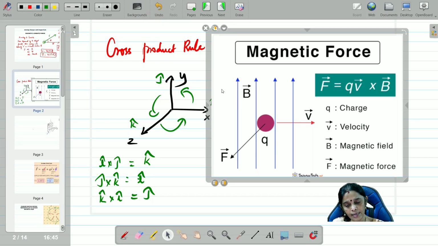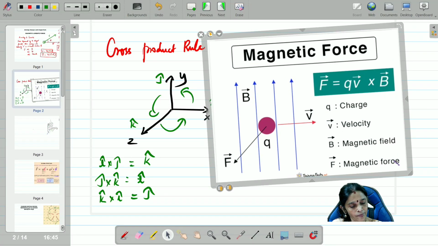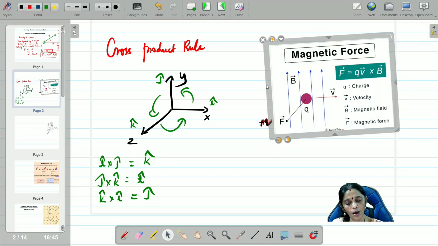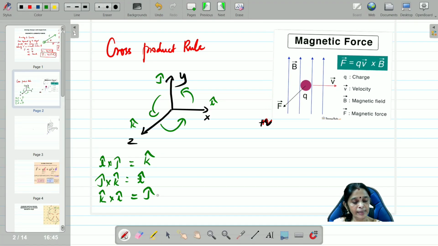Okay, so let us see the same thing. Now you can see here the velocity is in the positive direction of the x-axis. So can I write velocity is equal to plus i cap, children? Yes. Where is the magnetic field acting? j cap. So therefore B is equal to j cap. Force, where is it acting? We will check force.